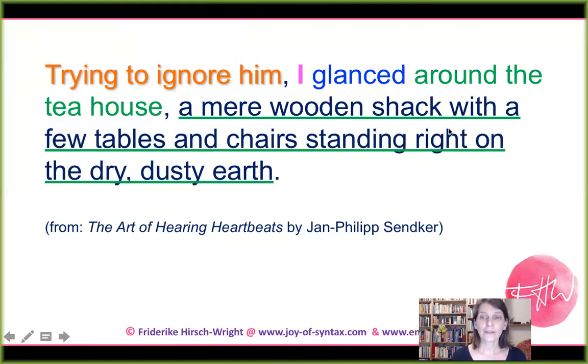And inside of this, we have a noun phrase, and the compound noun phrase, tables and chairs, that's post-modified by a participle construction, which is actually a reduced defining relative clause. Crazy, right? So much is in this sentence. I think that's fantastic. It's not a difficult sentence, but for many people, it's hard to explain all the grammar in it. Okay, let me read it again so that you can savor it. Trying to ignore him, I glanced around the tea house, a mere wooden shack with a few tables and chairs standing right on the dry, dusty earth.